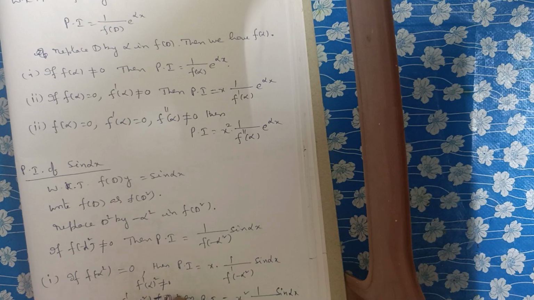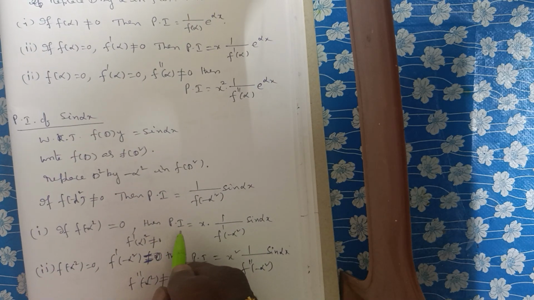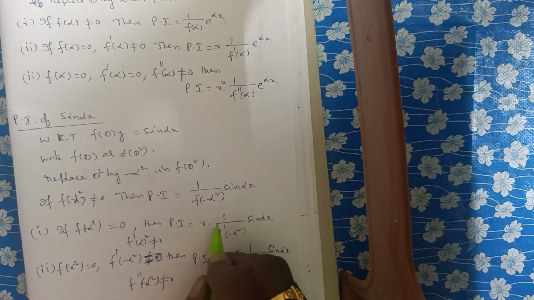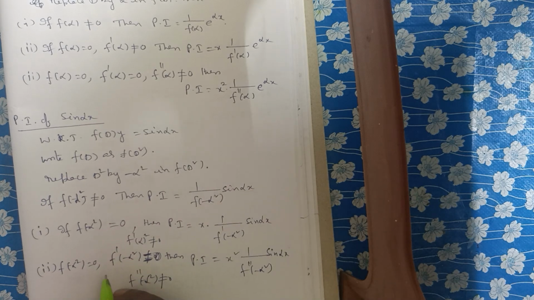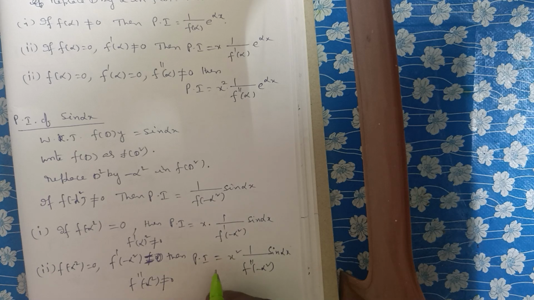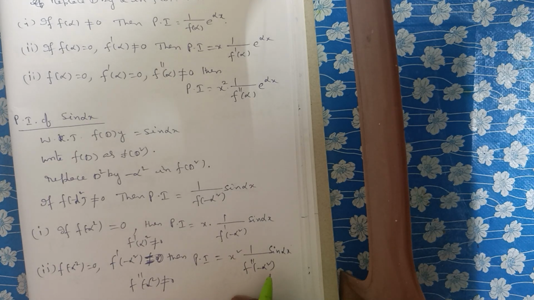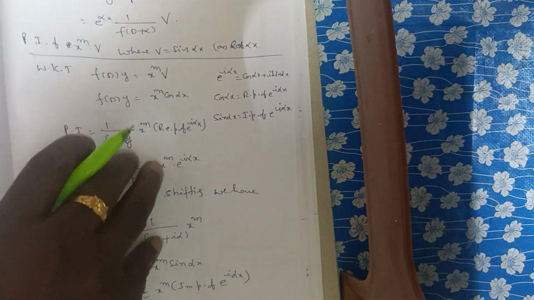If f(-alpha^2) is 0 and f'(-alpha^2) is not equal to 0, then the particular integral is x into 1 by f'(-alpha^2) into sin alpha x. If f(-alpha^2) is 0, f'(-alpha^2) is 0, and f''(-alpha^2) is not equal to 0, then the particular integral is x^2 into 1 by f''(-alpha^2) into sin alpha x.